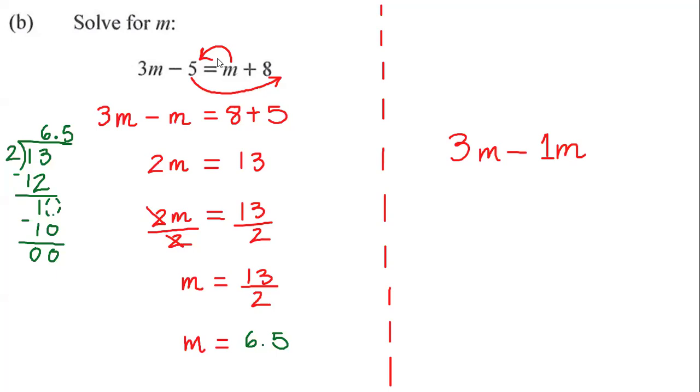So we rewrite the equation. And then we do 3 take away m, and the m is equal to 1, so we get 2m, and then 8 plus 5 is 13. We bring that down and then we divide it. 13 divided by 2 is equal to 6.5. So m is equal to 6.5.